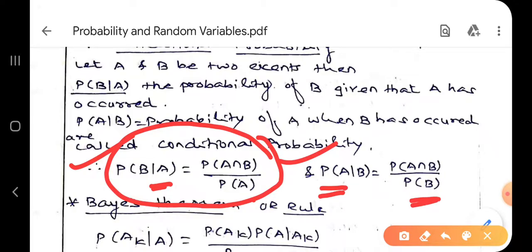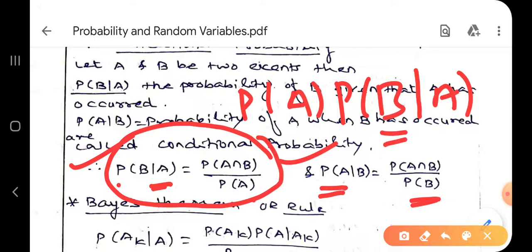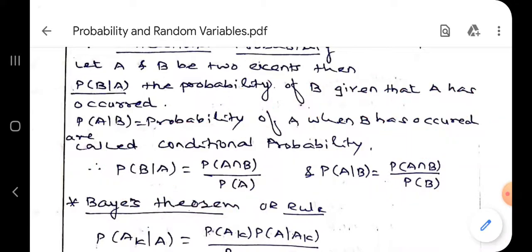From this I can write P of A into P of B by A is equal to P of A intersection B. In a similar way, the second one also: P of B into P of A by B is equal to P of A intersection B.